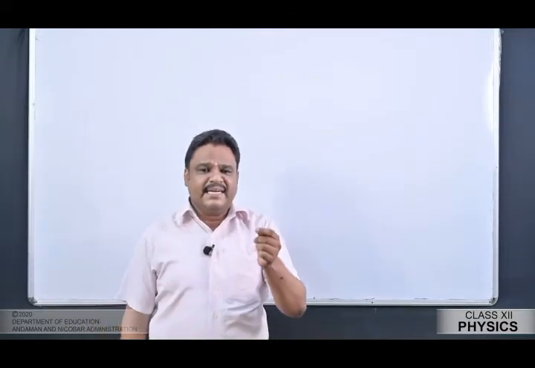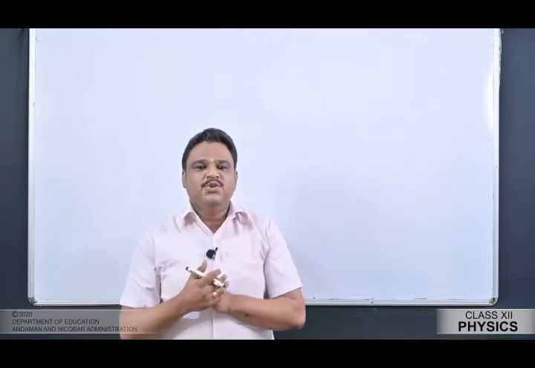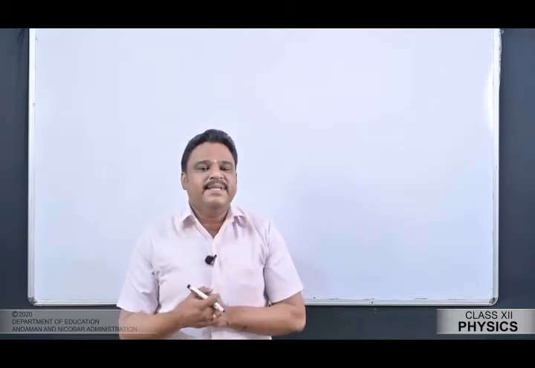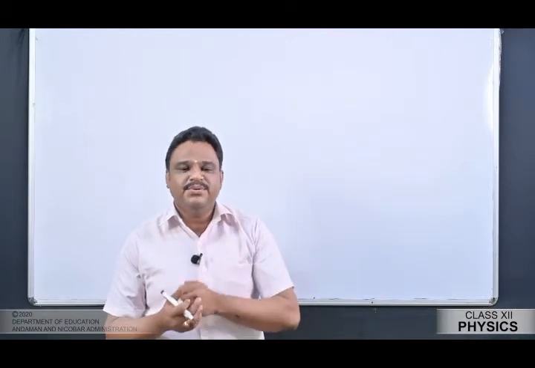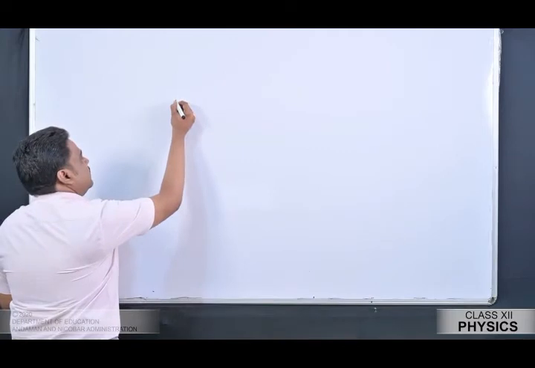A straight current carrying wire is given to you. You are going to bend it into a square. The side of the square is A. What will be the magnetic field at center O? You are going to calculate. So how does the diagram become? You are able to see.